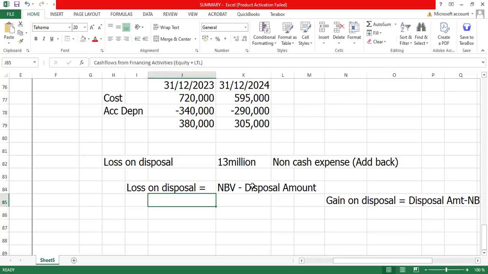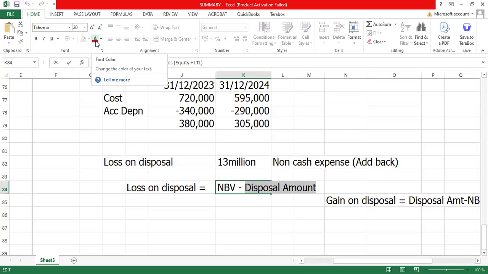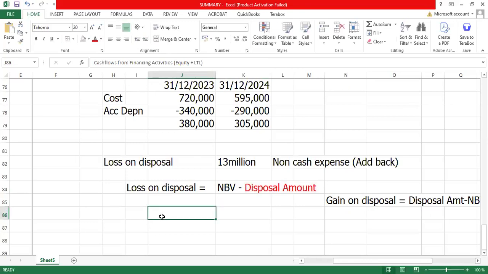So you need this disposal amount. Why do you need it? That will be the proceeds from disposal of your fixtures and fittings, which you put under investing activity. So to make it short, disposal amount will be equal to net book value minus loss on disposal. Do you agree?